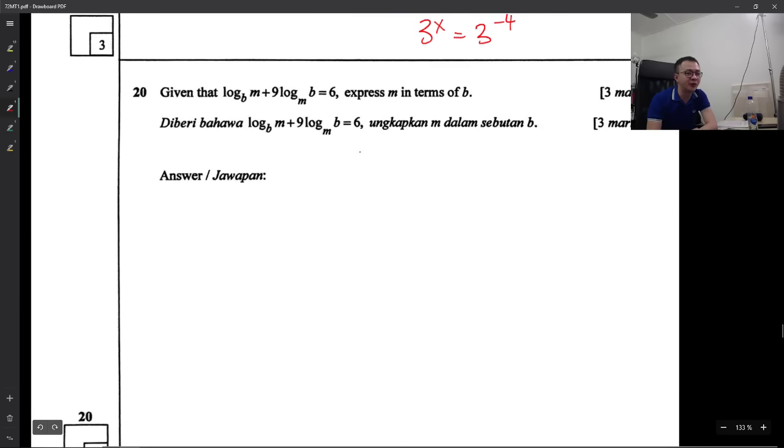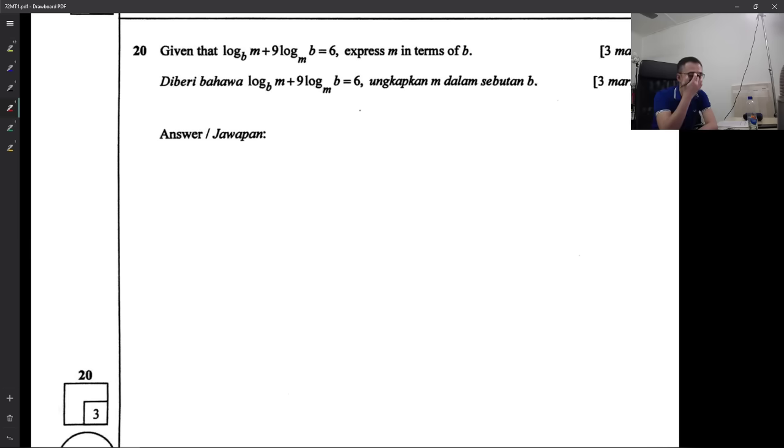Okay, so I'm going to move on to log. Same idea. They want m in terms of b, so I'm going to solve this one. For log base b of m, I'm going to make everything in terms of log b.